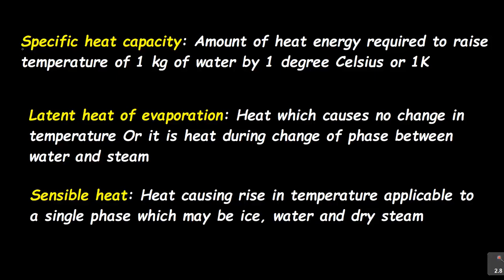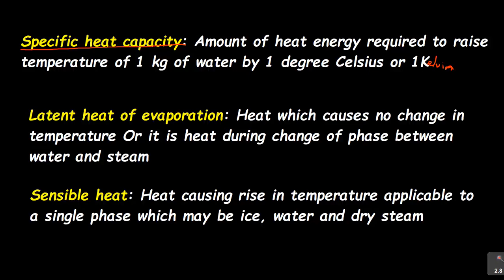The first one is the specific heat capacity. What is it? It is the amount of heat energy required to raise the temperature of 1 kilogram of water by 1 degree Celsius or by 1 Kelvin. So that K there is the Kelvin. So it's the amount of heat energy required to raise the temperature of 1 kilogram of water by 1 degree Celsius or by 1 Kelvin.